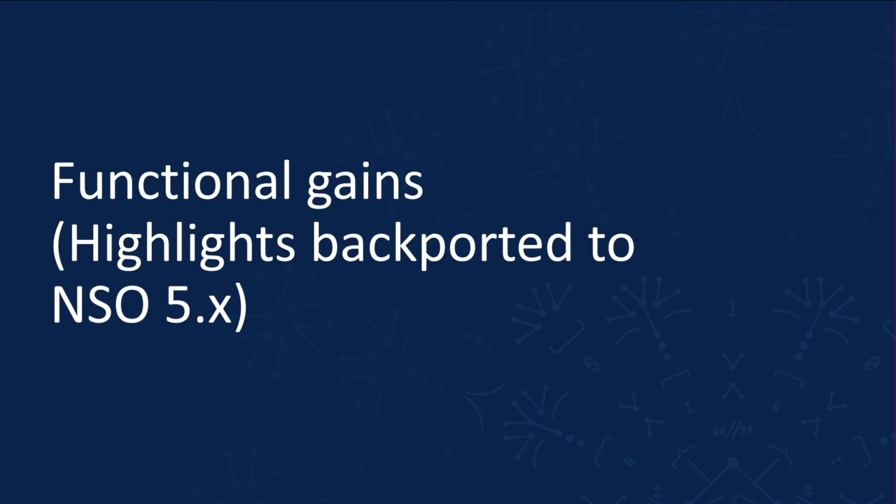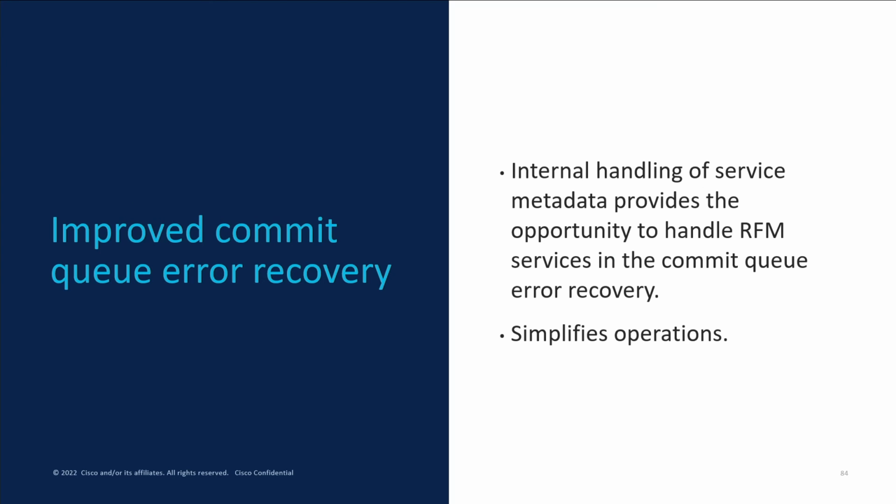But thanks to the changes we made for NSO 6.0, we have also been given opportunities to improve the system on previous versions. So let's mention a few of these highlights that we already released and that we were able to do due to the work that we had to do for 6.0. First of all, we have improved commit queue error recovery. By changing the internal service metadata handling, which was necessary for 6.0, we were able to improve the commit queue error recovery by enabling it also for RFM services and non-services.